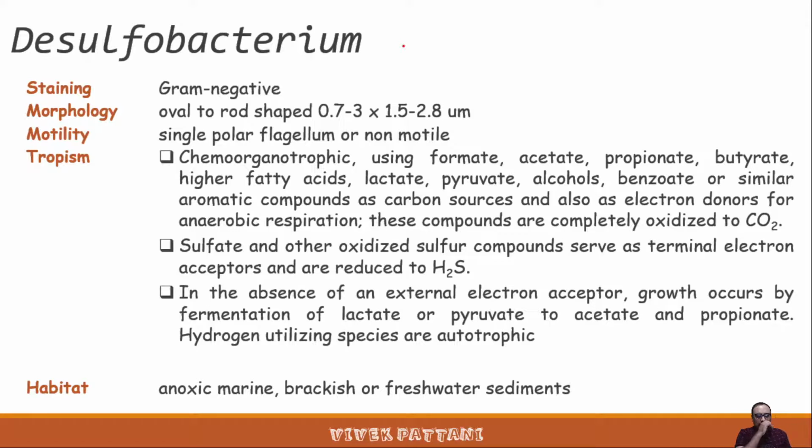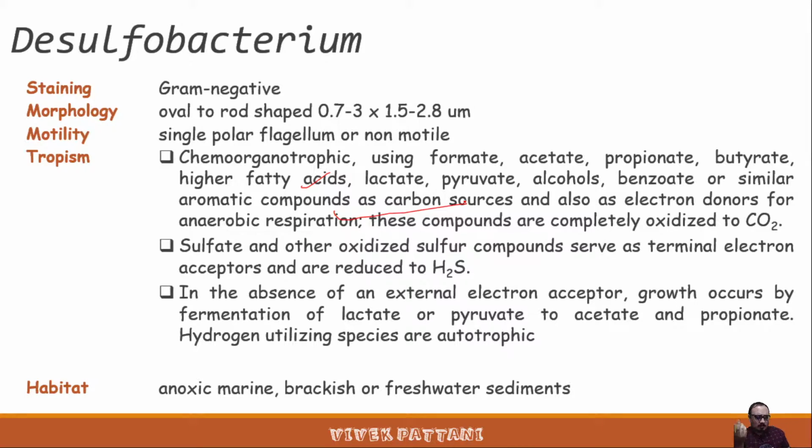They are gram negative, with a shape from oval to rod, and have a single polar flagellum or are non-motile. In terms of tropism, they are chemoorganotrophs and can use formate, acetate, propionate, butyrate, higher fatty acids, lactate, pyruvate, alcohols, benzoate, and various aromatic compounds as their carbon sources. They can also use these compounds in anaerobic respiration, instead of oxygen, and these compounds are completely oxidized to carbon dioxide.